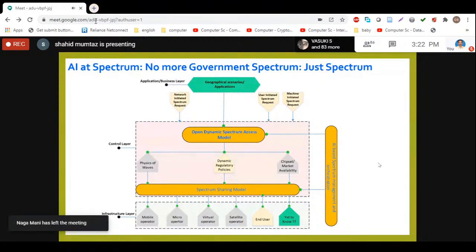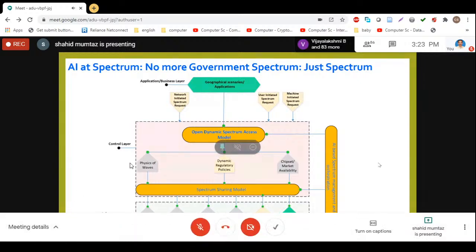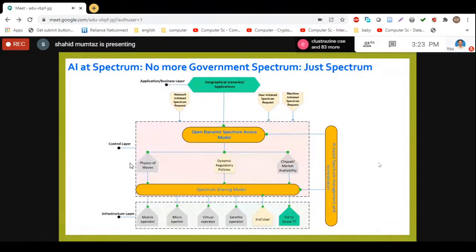We are looking at which kind of frequencies you need, below 6 or above 6, depending upon the physics of your wave and your dynamic policies, that is, how much transmit power you need to send. You cannot transmit more than a certain amount of power because of regulatory requirements, and you also have to take care that the chipset is available in the market. So this is a different spectrum model. Mostly it is people from the government who send the spectrum to the operator. But in the future, this will be initiated by either a network, a user, or a machine, and can be used by different mobile operators, micro operators, virtual satellite, end users, and maybe many more which we still don't know, can be some other guys also.